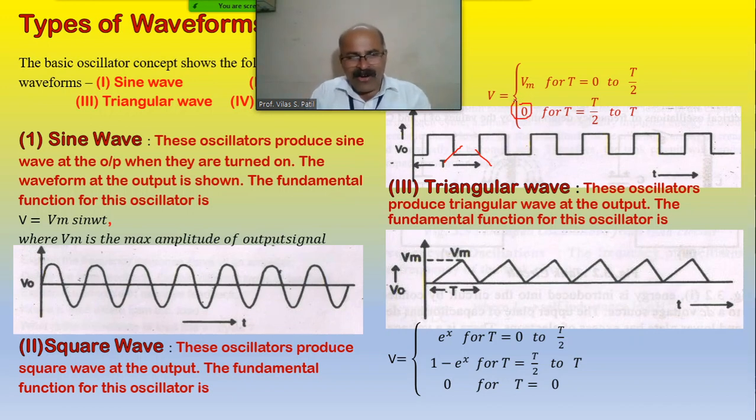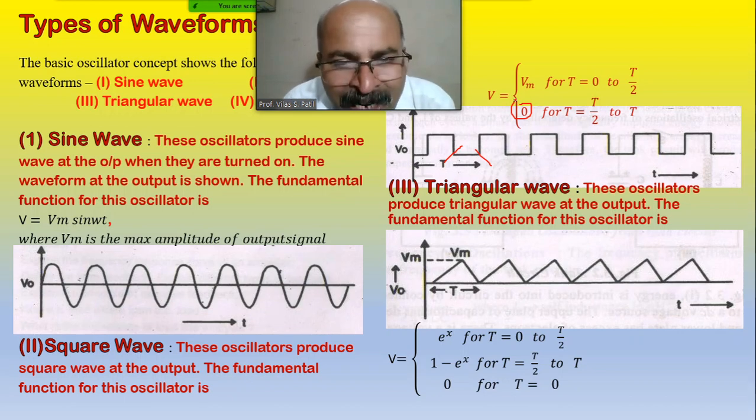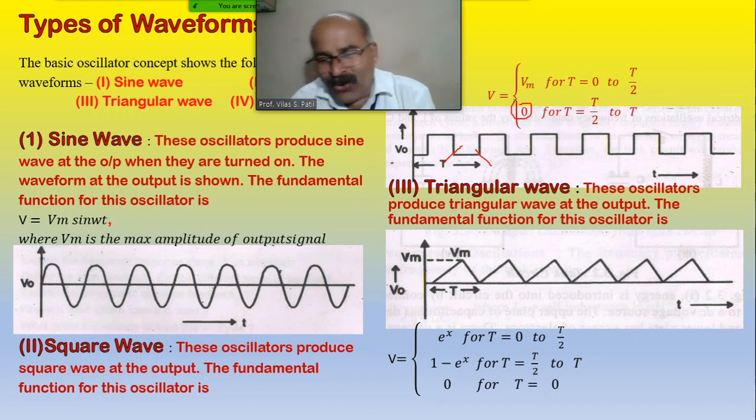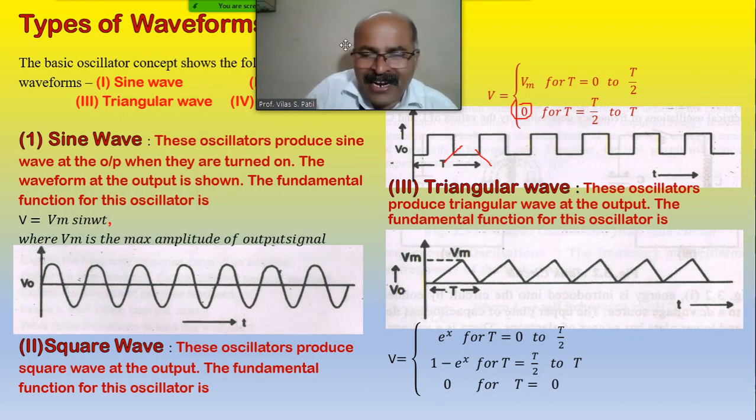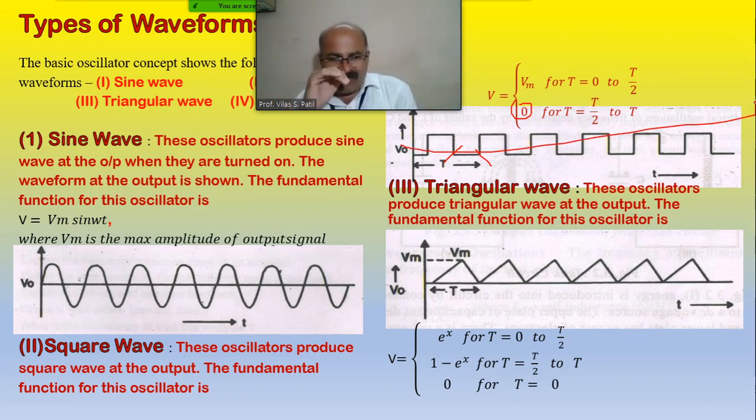In a square wave, the amplitude is Vm from t equal to 0 to T by 2, and from T by 2 to T it is 0. Such a type of wave is known as a square wave.